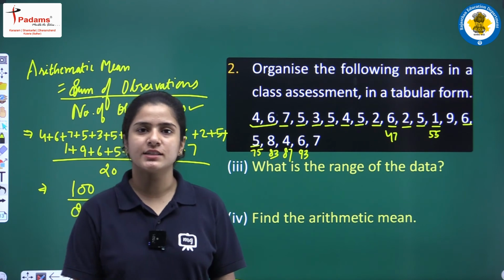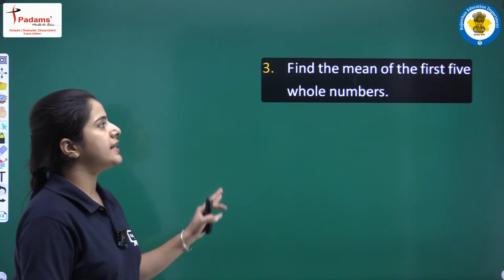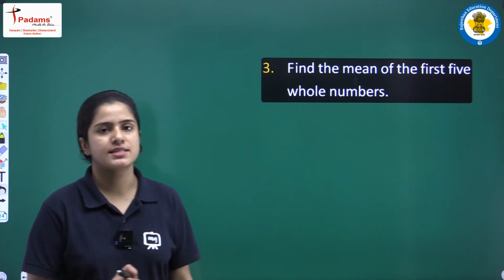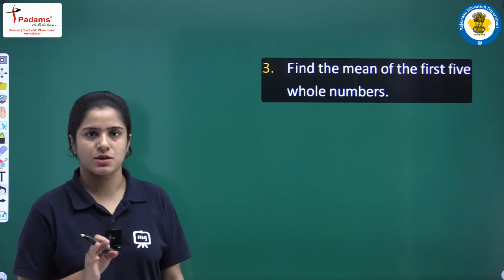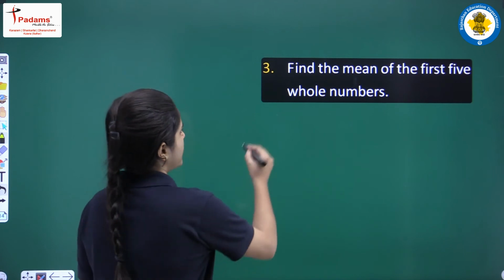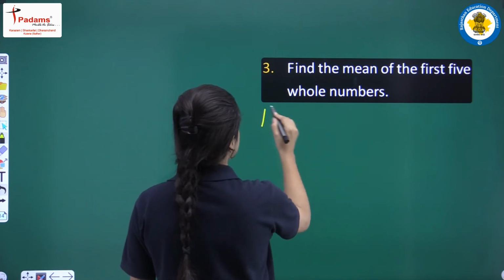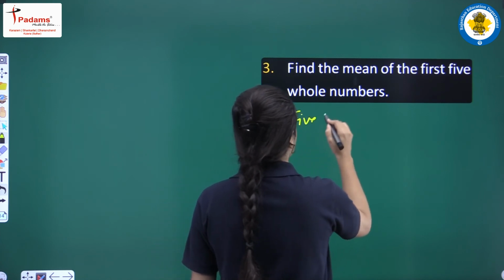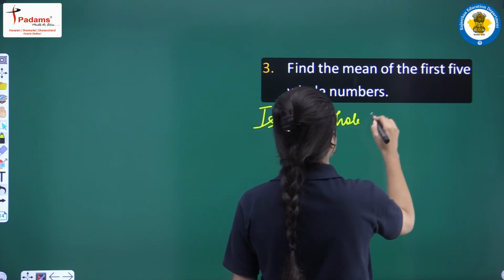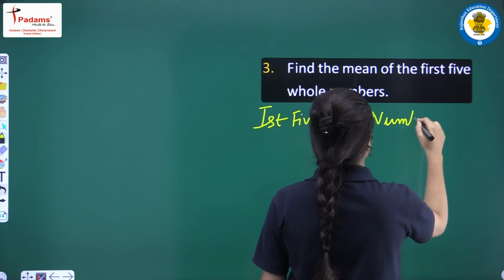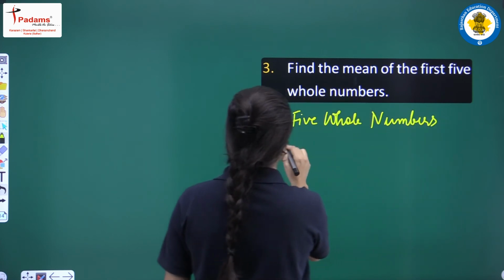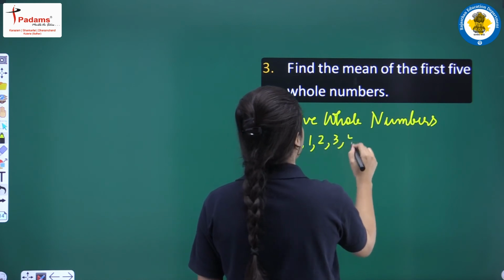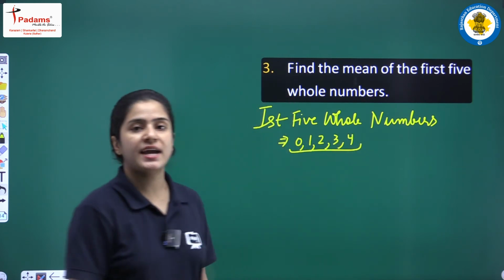Now students, your third question, that is find the mean of the first 5 whole numbers. Very easy and very simple, but based upon your concepts. Alright students, the first 5 whole numbers: 0, 1, 2, 3 and 4. These are the first 5 whole numbers.